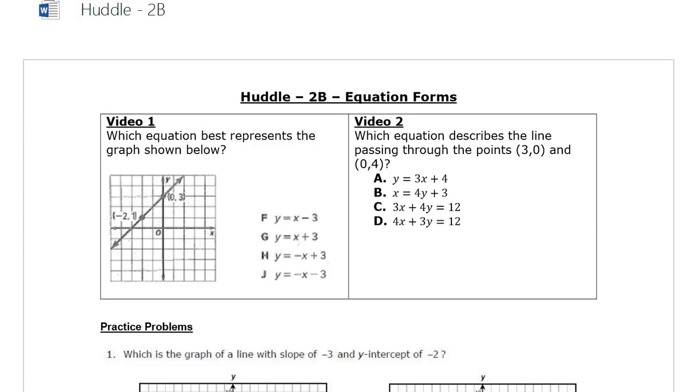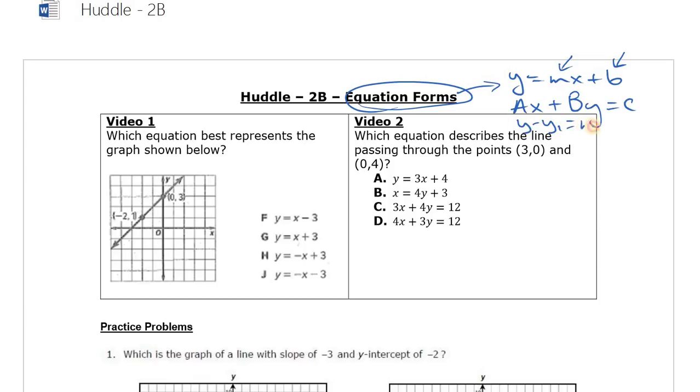All right, for today's Huddle Station, we're talking about equation forms. On your yellow formula chart, you see the section where it talks about the different forms of equations. We know the most famous is the slope-intercept form, y equals mx plus b, where m is the slope and b is the y-intercept. We also know standard form, ax plus by equals c. And we also know point-slope form, which is y minus y1 equals m(x minus x1).